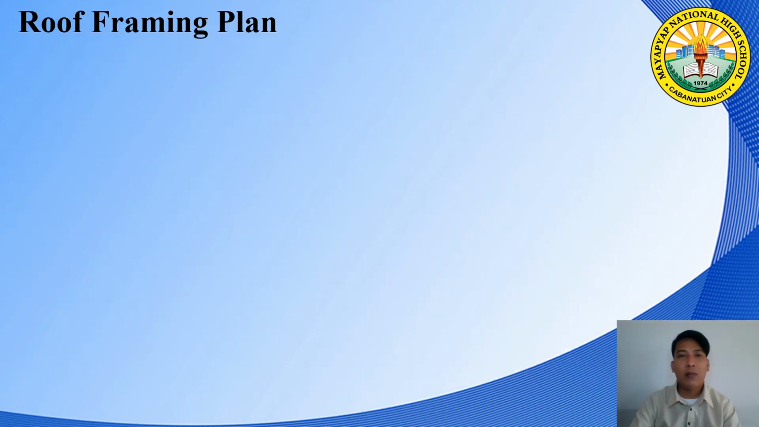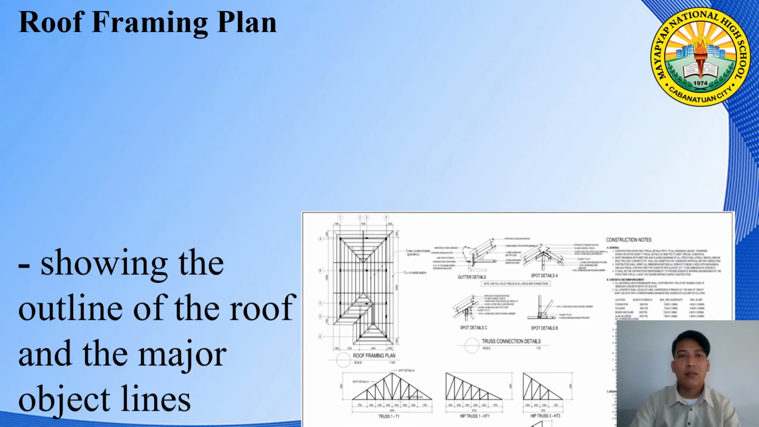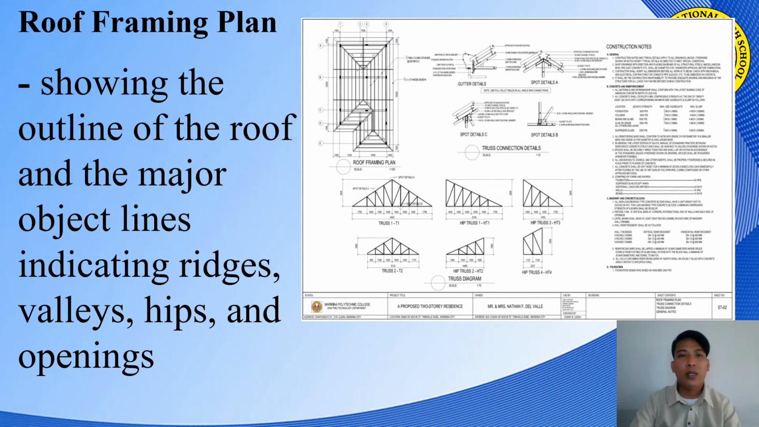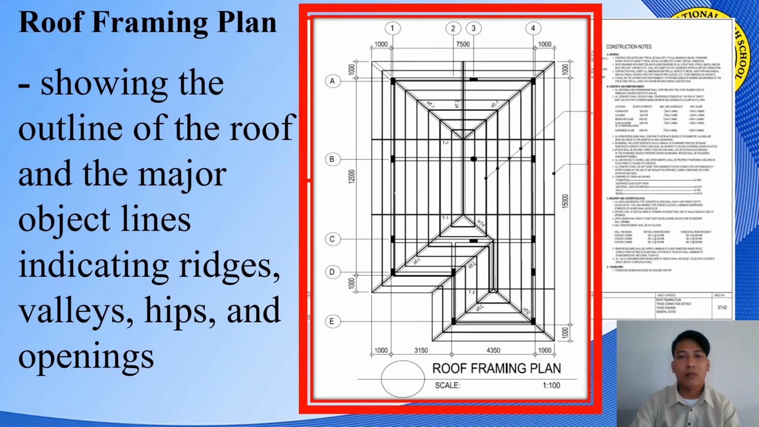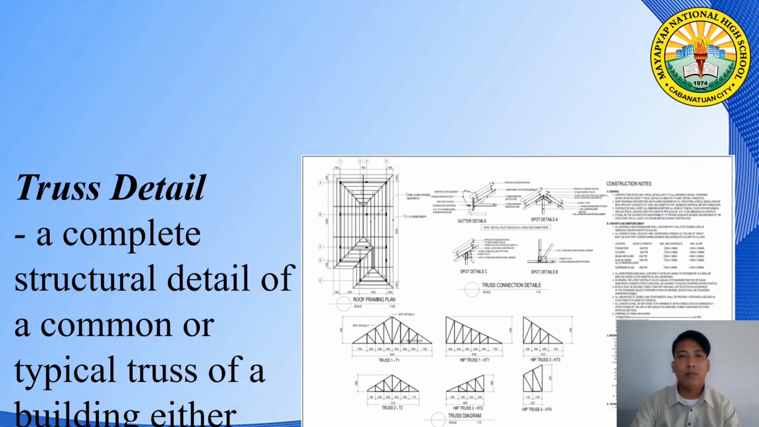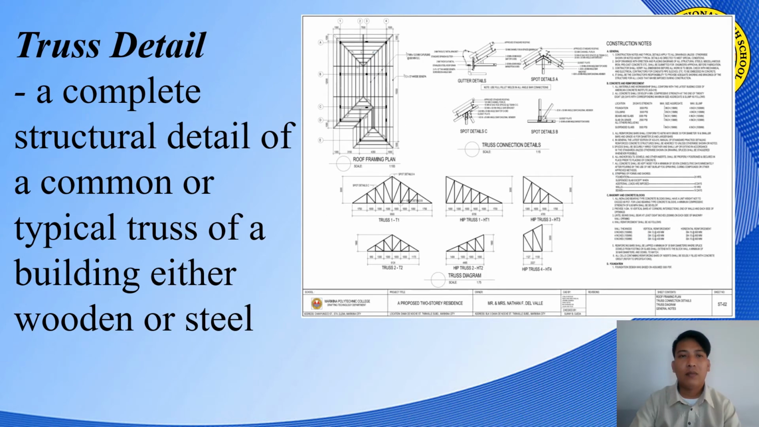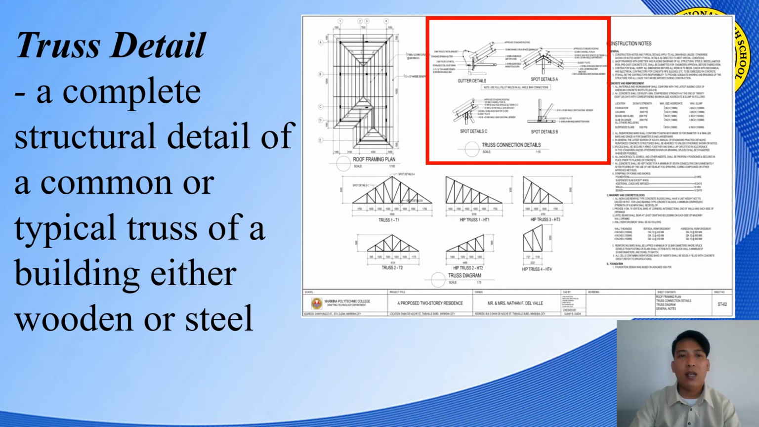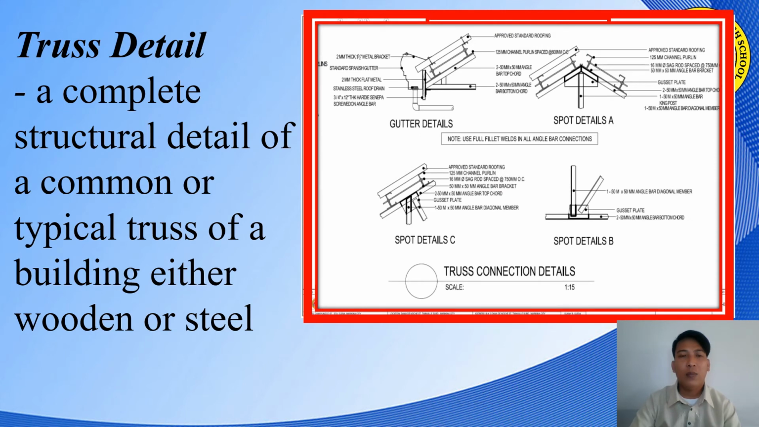Next is roof framing plan. Roof framing plan shows the outline of the roof and the major object lines indicating ridge, valleys, hips, and openings. Truss detail: a complete structural detail of a common or typical truss of a building, either wooden or steel.